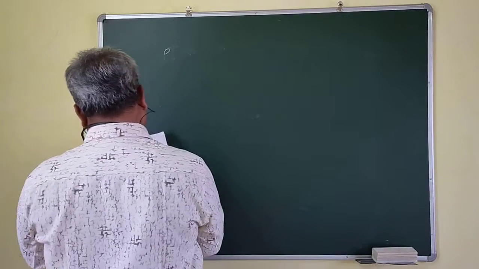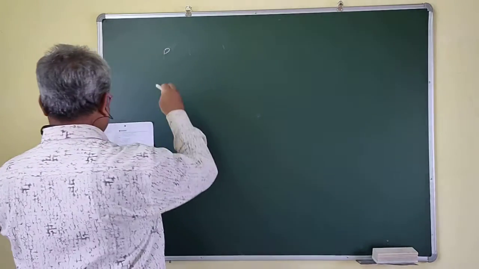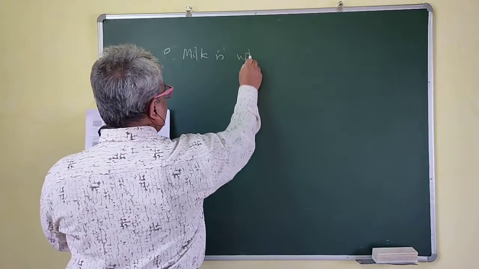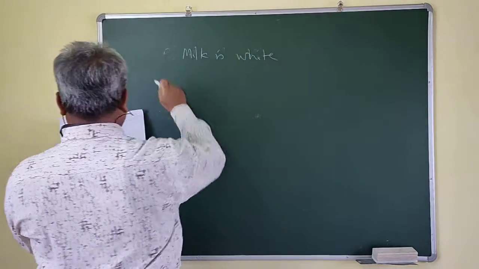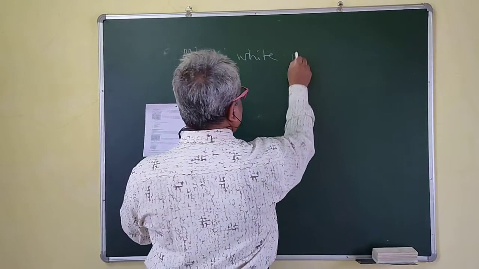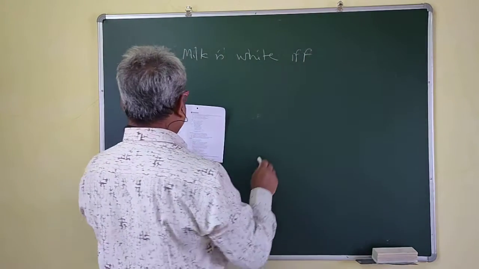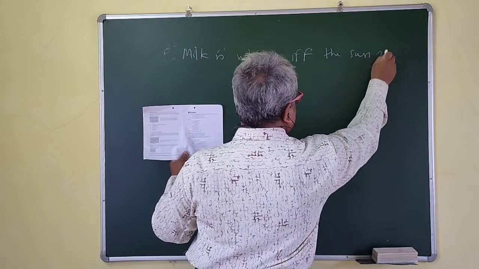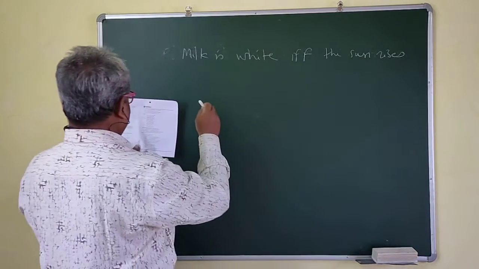Next we take the next example. Milk is white if and only if the sun rises in the west.